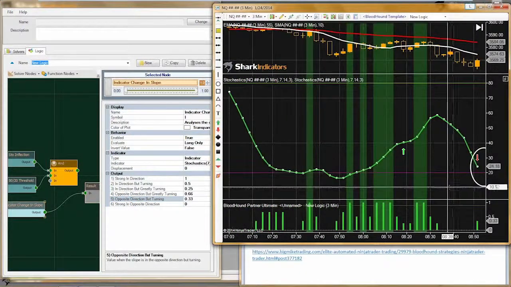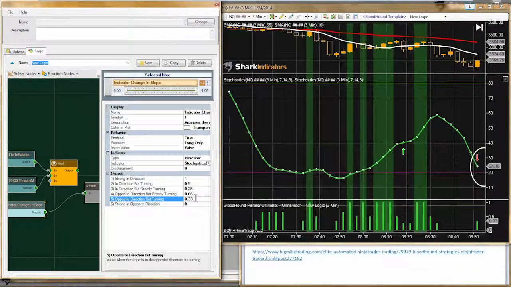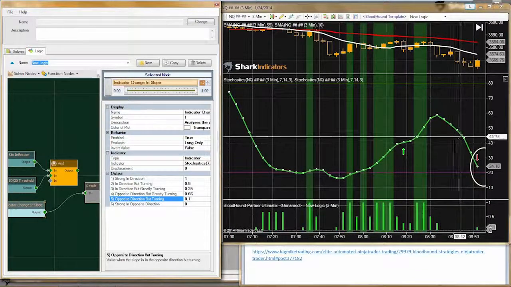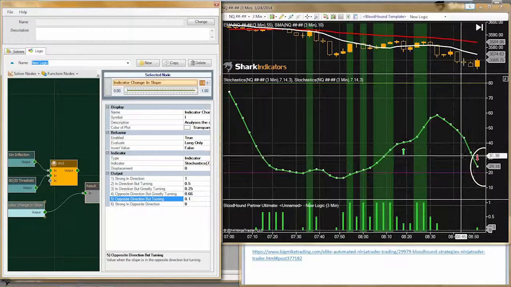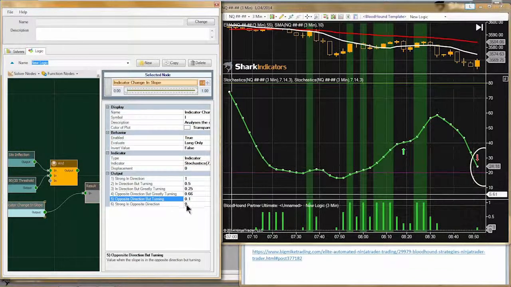Let me slide the chart over. Yep, so there. So I could change this to 0.1. Right now we can see the output is 0.1. So you can use the solver to begin to tell your system that, hey, the downslope is beginning to weaken. So maybe start looking for a possible long.